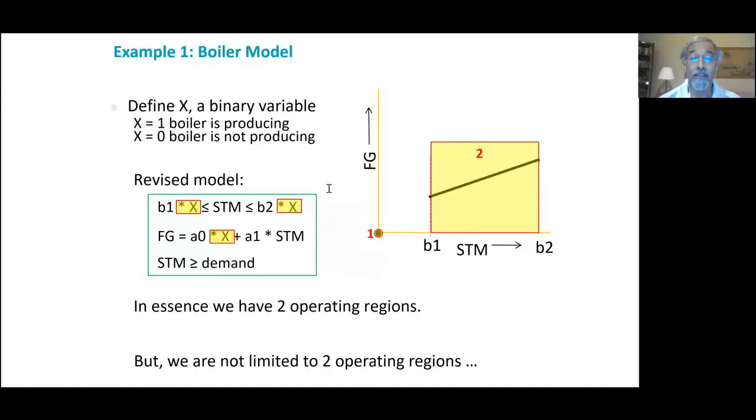And we can revise our model. Just multiply the constant terms by X, and this model is going to represent two operating regions. One would be just the operating point, the origin, where steam is 0, fuel is 0, the boiler is turned off, X is 0. And the other would be the normal operating region, X is 1, and the boiler is producing steam between B1 and B2. So we got two operating regions, but we are not limited to two operating regions. We could have more operating regions.